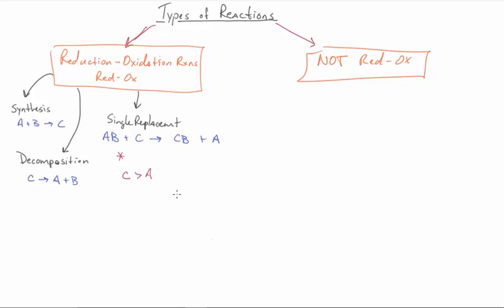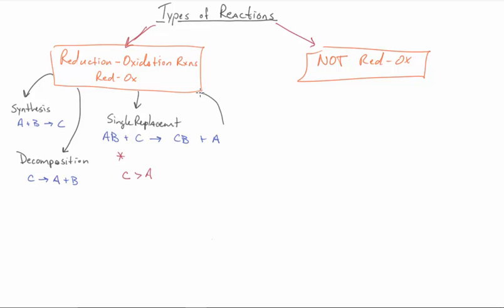And you need to get that written down, not just C greater than A, because you don't know what that means. All right? And so what that C greater than A actually does mean is that C is more reactive than A, and that's why this reaction will occur. The opposite of that, if C was less reactive, this reaction wouldn't actually happen at all. We wouldn't have any products formed.